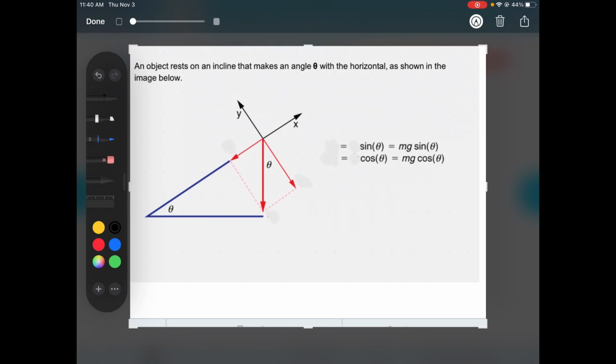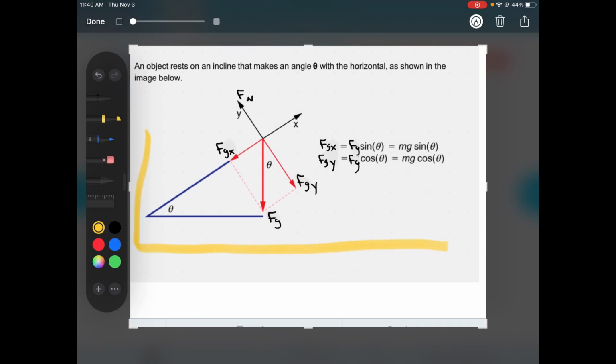So again, this is the weight broken down, right? So this is G, this is FGY, FGX. So this you want to go ahead and sketch on your notes.